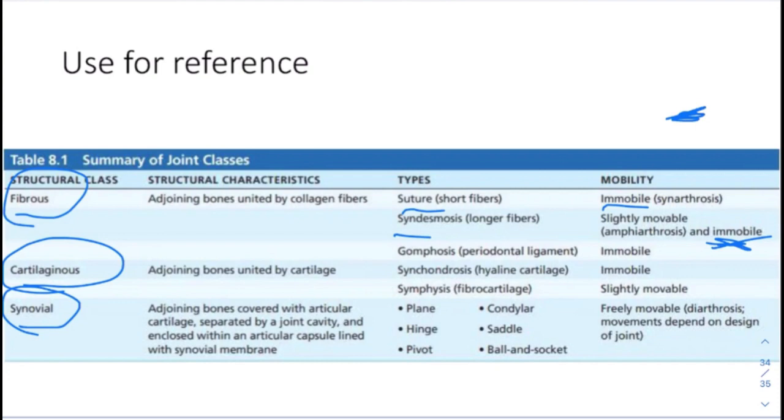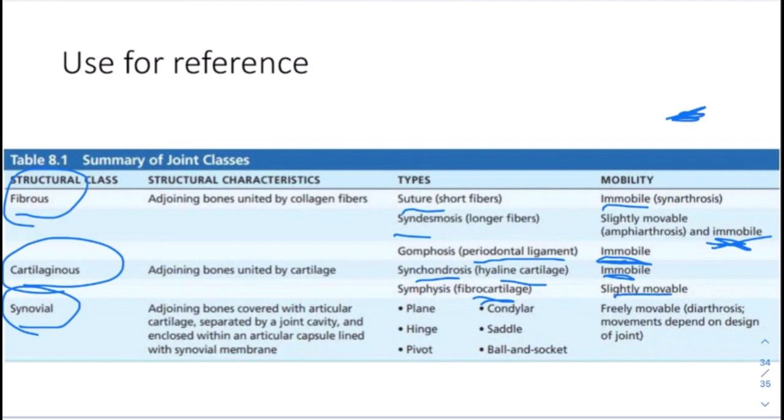And then we have gomphosis, which is articulation of the teeth with the alveolar process by the periodontal ligament. It's also immobile. And then cartilaginous joints, we have two types. We have the synchondrosis, which is the bones connected by hyaline cartilage, like the epiphyseal plate or the growth plate, and the costochondral joints, which connect the ribs to the sternum, and they are immobile. And then we have symphyses, which is the fibrocartilage, like the intervertebral discs or the pubic symphysis.